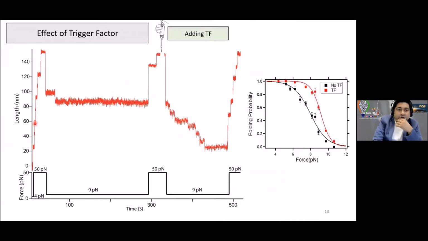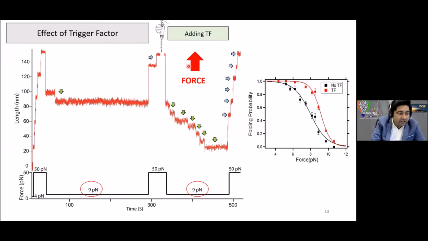With the same protocol which we used before, we unfold the protein, and then we refold it at 9 piconewton, and we found that at 9 piconewton, only one domain folded. Here we can calculate all the delta G. Then when we add trigger factor on the same protein, you see that a lot of folding happens, right? On the same protein, at the same force, there is a lot of folding happening. If we plot the folding probability, it changes this way. So trigger factor is helping the protein to fold.